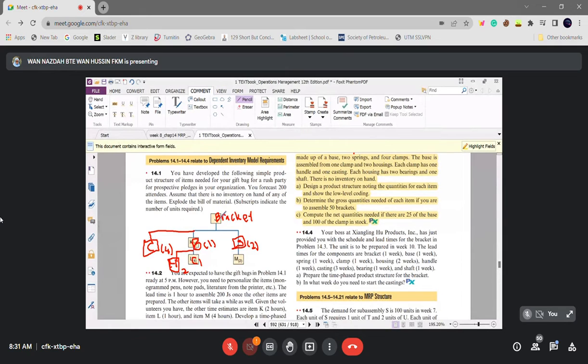The bracket is made up of 4 clamps, 1 base and 2 springs. And remember, the base requires 1 clamp. So clamp kat sini, kita push it to, this is level 0, this is level 1, this is level 2. So we push the clamp down to level 2 because clamp is also required to assemble the base.